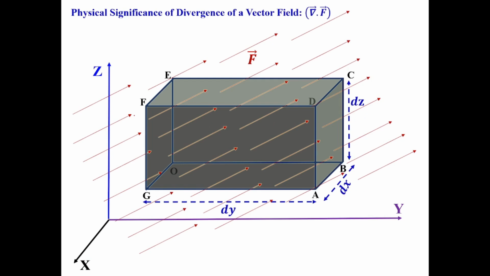Okay, and this vector field passes through this entire volume, right? So here we consider this as face 1 and face 2. Then what will be the net flux through face 1 and face 2? First we have to calculate that.